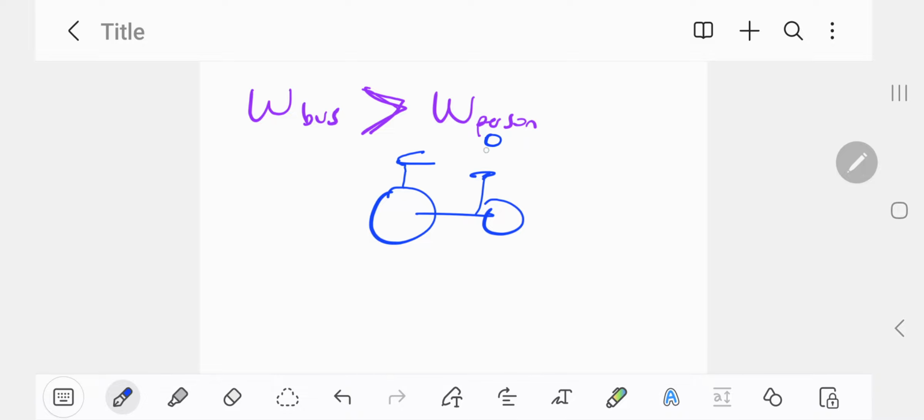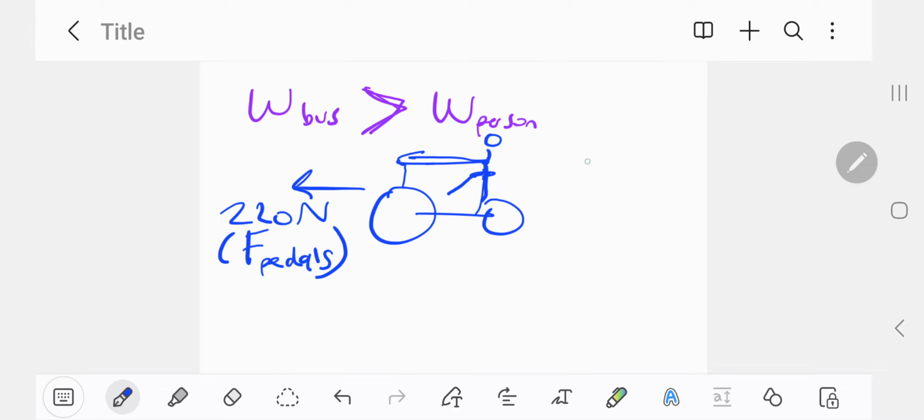There's a guy on a bike. He is moving. He's applying a force to the pedals, making it move at 220 newtons to the left. Okay, I'm going to write force F sub pedals, force due to the pedals.